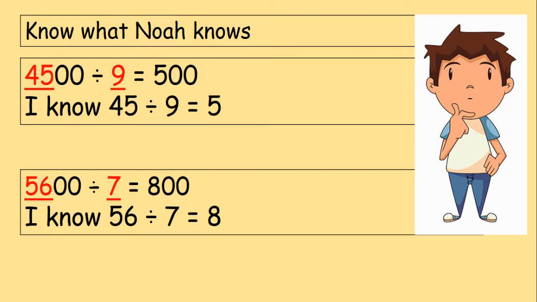I know that 45 divided by 9 gives me 5. I also know that my answer needs to be 100 times bigger, so I would need to multiply 5 by 100, which gives me 500. For the second question, I know that 56 divided by 7 gives me 8. I also know that, again, my number needs to be 100 times bigger, so I would multiply 8 by 100, which will give me 800.